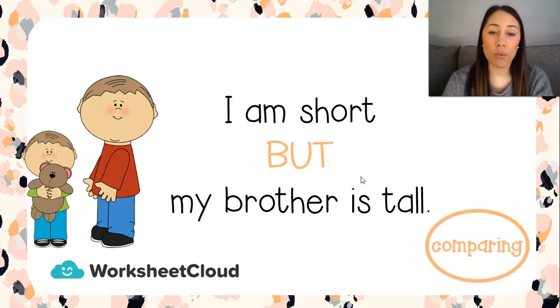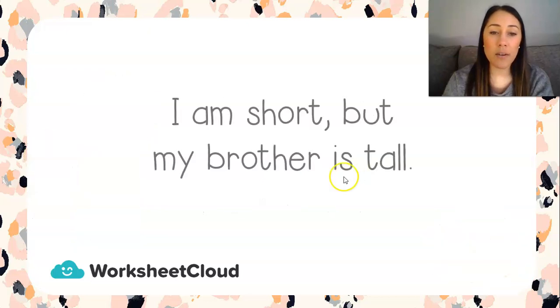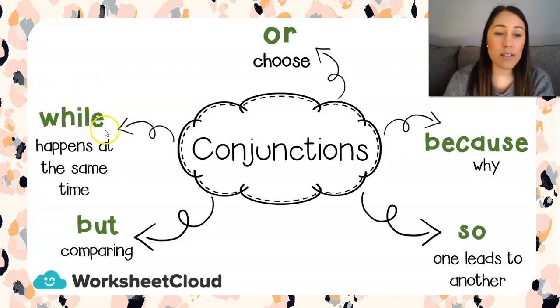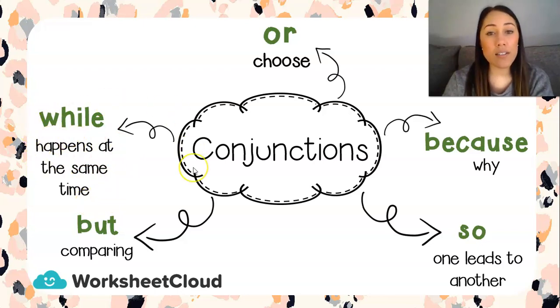Now if I'm going to write it in one long sentence, I'm going to say, I am short, comma, but my brother is tall. I'm comparing my brother and my height. So we've looked at "or", "because", "so", and "but", where we compared two things together. And our last conjunction that we're going to look at is the word "while". And "while" happens at the same time. While something is happening, something else can happen as well. Or during one action, another action can take place.